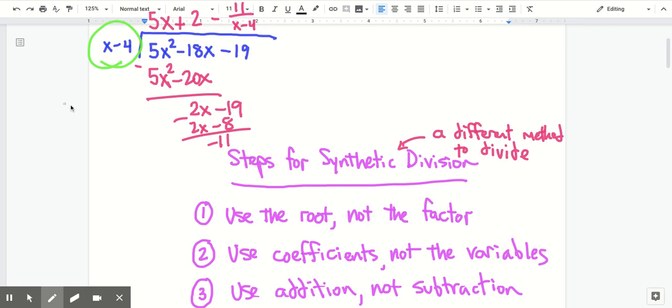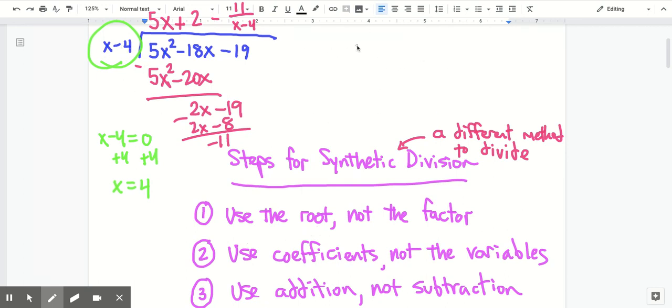So if I have an x minus 4 here, I do not want to put x minus 4 on the outside. Instead, I'm going to solve it by setting it equal to 0 and finding my solution. So I'm going to get the number 4. That is what I use for synthetic division. You use the root, not the whole parenthesis that it came from.